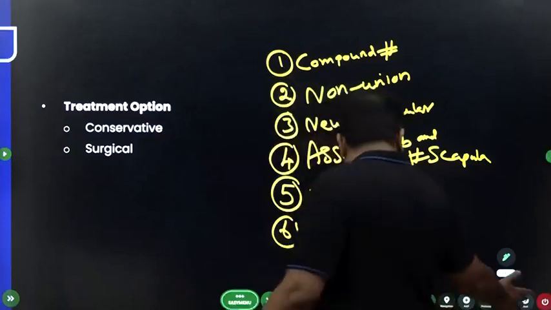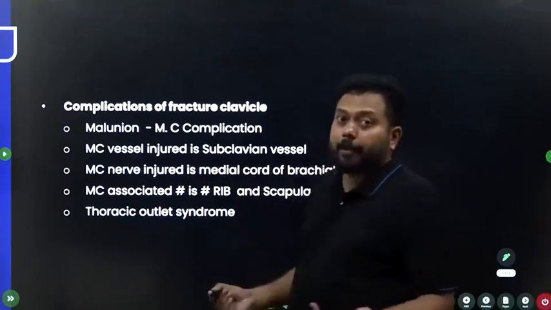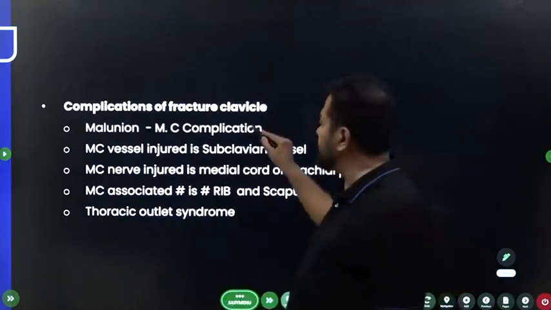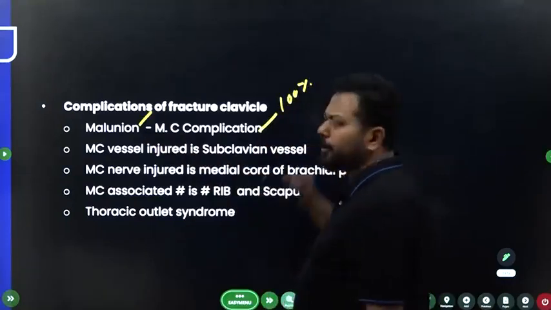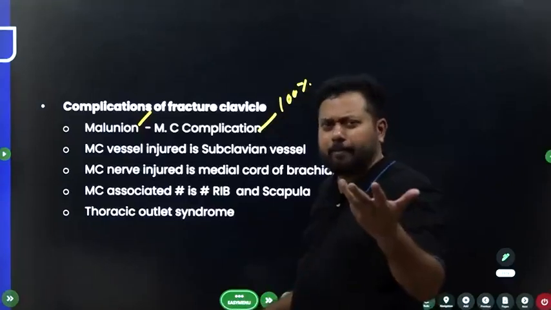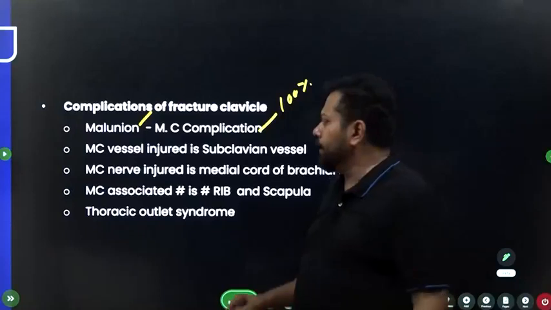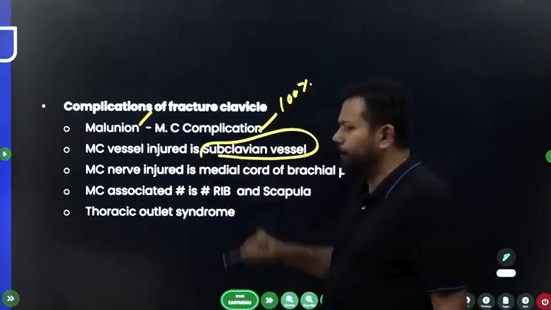Now, coming to the last point in fracture clavicle, what are the complications of fracture clavicle? Most common complication, I told you, 100%, it is malunion. 100% of cases will go for malunion, but it is not a troublesome complication. It's not going to affect the joint movement. And the most common vessels injured are the subclavian artery and subclavian vein.